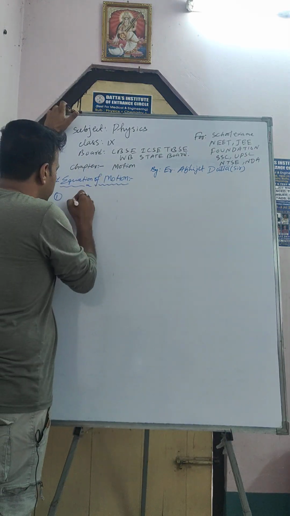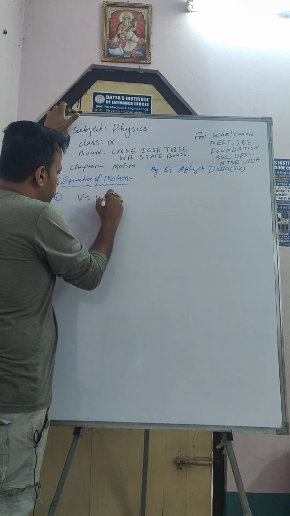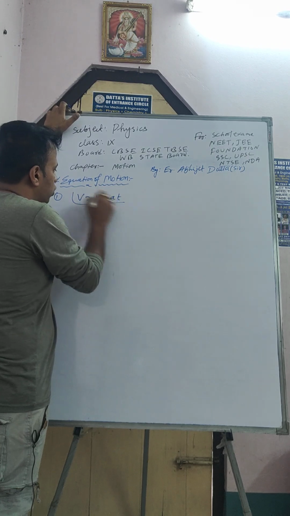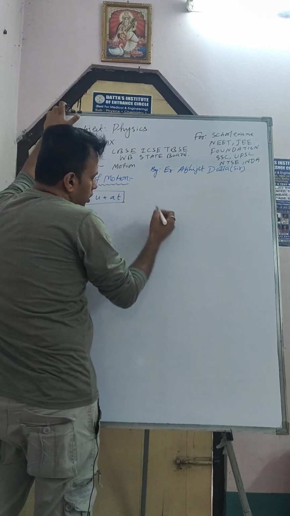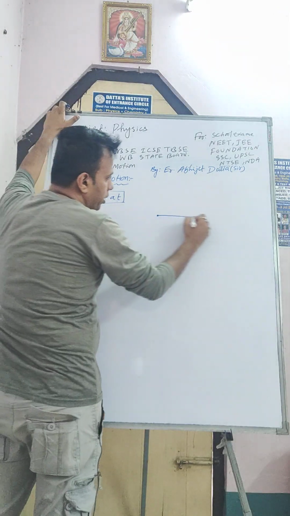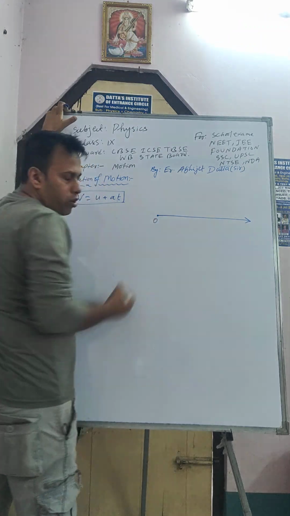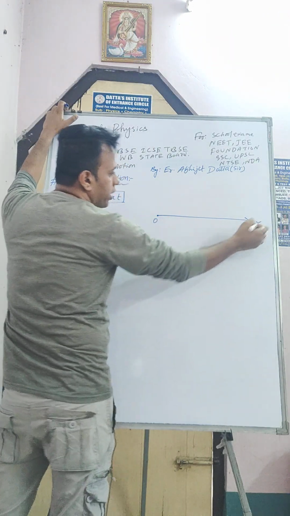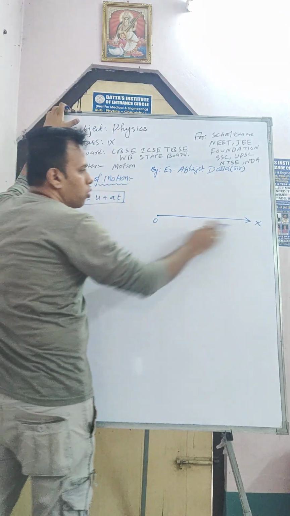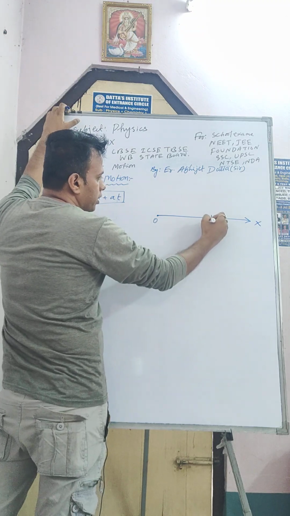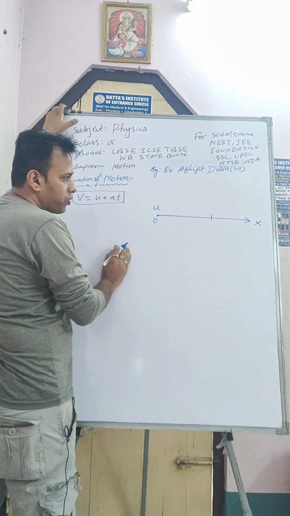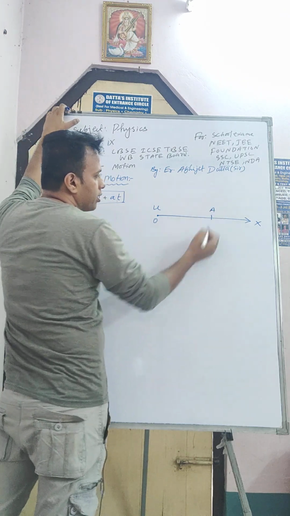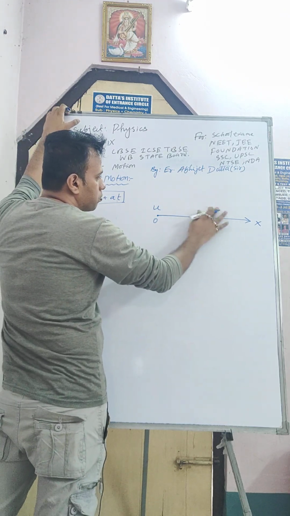First one equation is what, sir? v equals u plus at. This equation we have to derive. Now consider one particle moving from origin O along the axis OX. Suppose at point O, its velocity is u. At point A, its velocity is v.